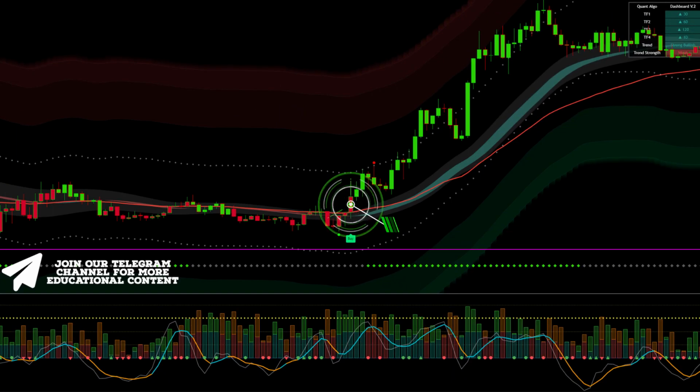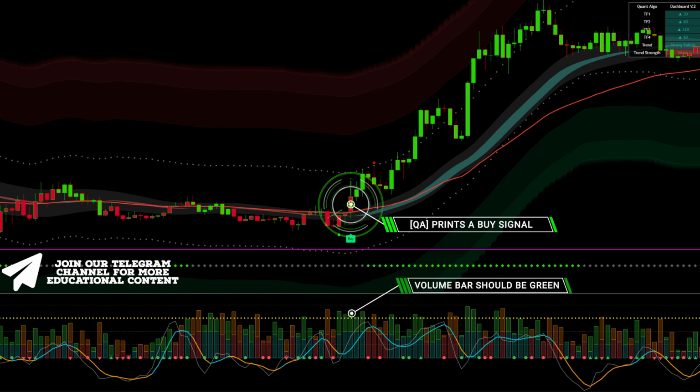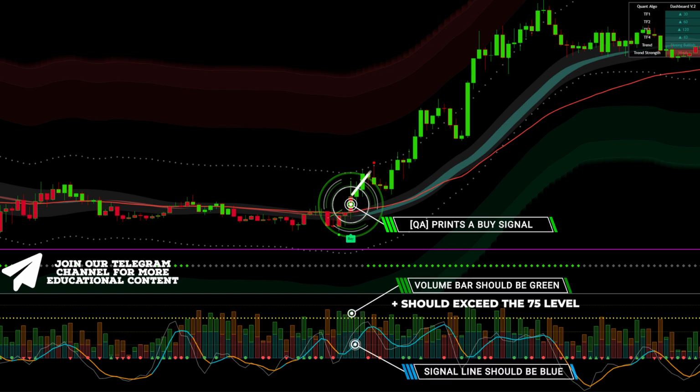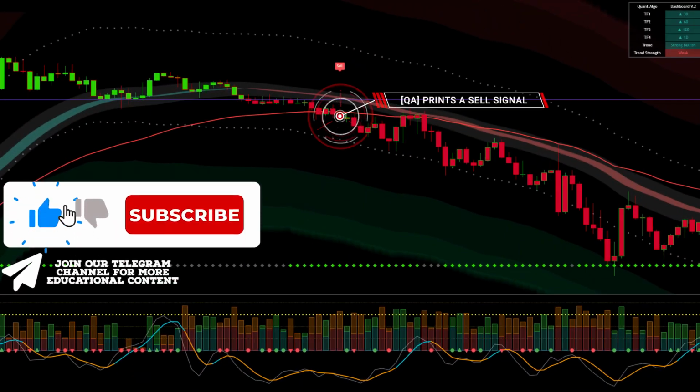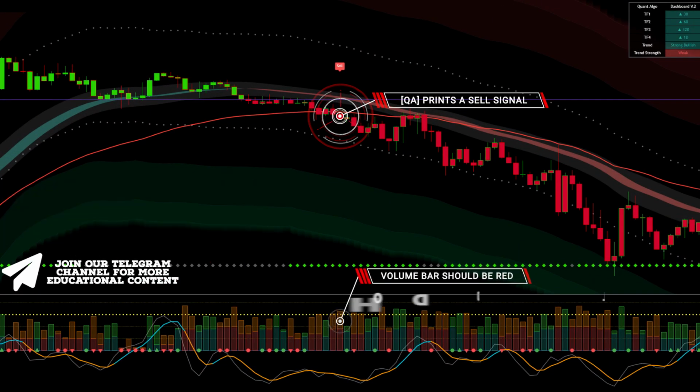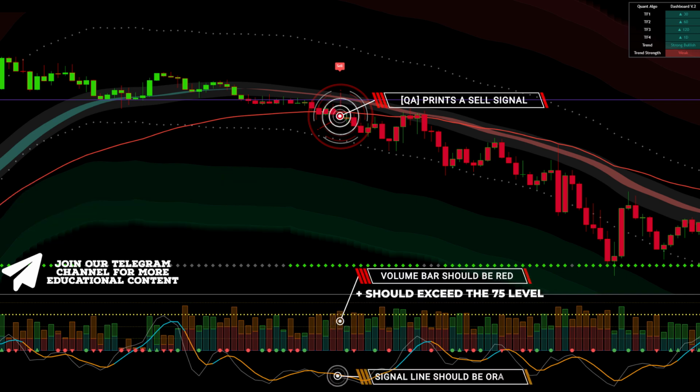So, to confirm a buy signal, the RedK Everix volume bar should be green, and more importantly, exceed the 75 level. Also, the signal line should have a blue color. As a result, we have a perfect upside move. At the same time, to confirm a sell signal, the volume bar must be colored red and be located above the 75 level, with the signal line being colored orange. Boom, the price dropped significantly.